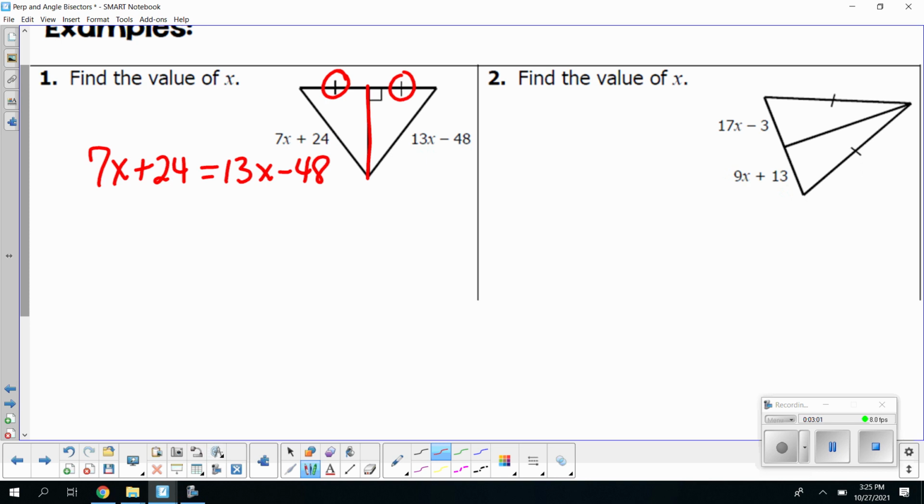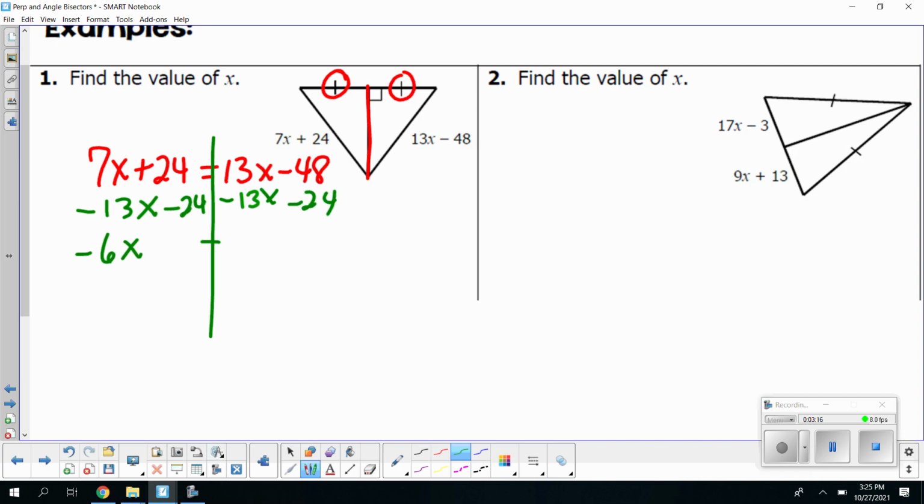Now we use our algebra skills to solve. Okay? If we subtract 13x from both sides, we get a negative 6x. And if we subtract 24 from both sides, we get a negative 72. Then when we divide both sides by negative 6, we end up with x equals 12. And that's what we were told to find, x equals 12.